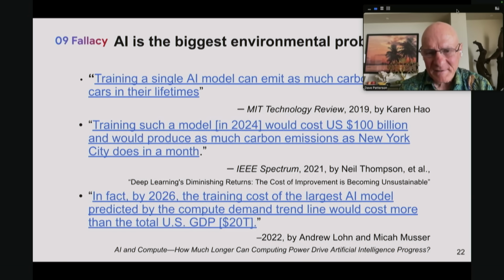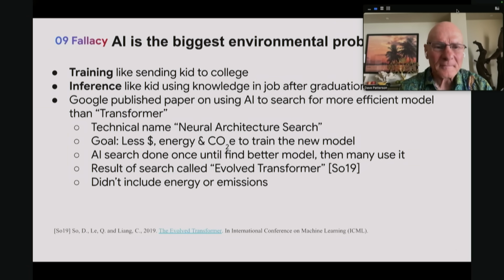In fact, when these things came out, I asked my friends in AI, "Is this stuff true?" They didn't think it was true, but nobody had any data, which got me started on this journey. We all know training is like sending your kid to college, and inference is like after they graduate. Then Google published a paper looking for a more efficient model, called neural architecture search, to try to make it more efficient and cheaper.